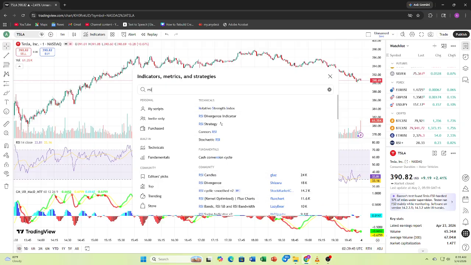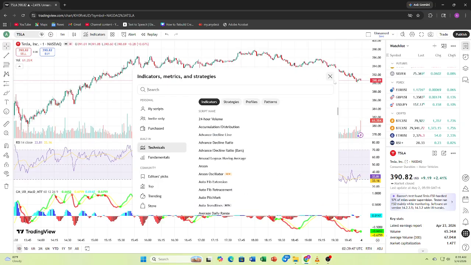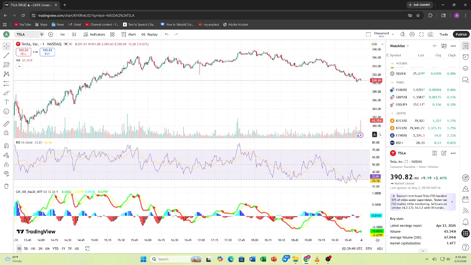Don't forget volume. It shows how strong a move is. High volume means strong interest. Low volume means weak movement. Before taking any trade, always plan your entry, stop loss, and target. This helps you control risk and avoid emotional decisions.